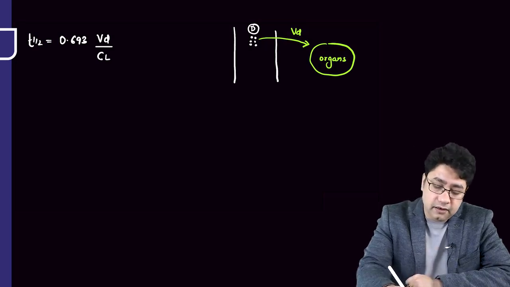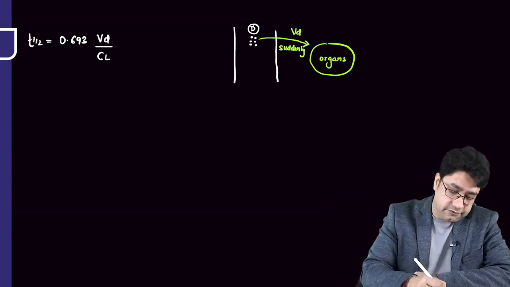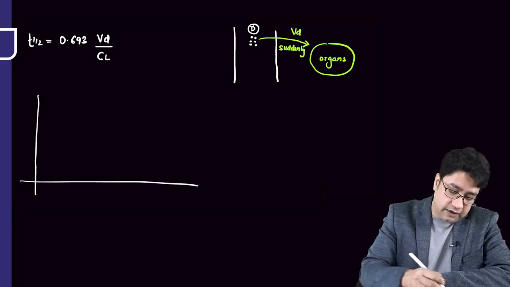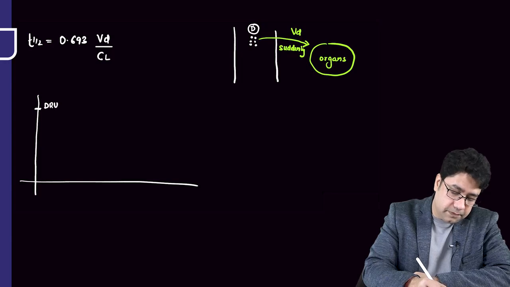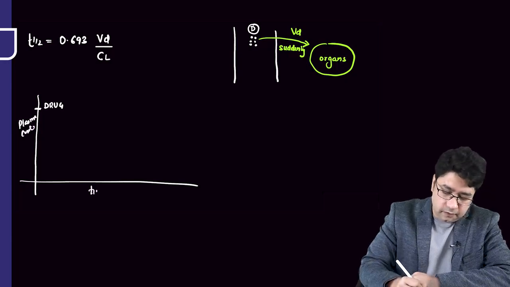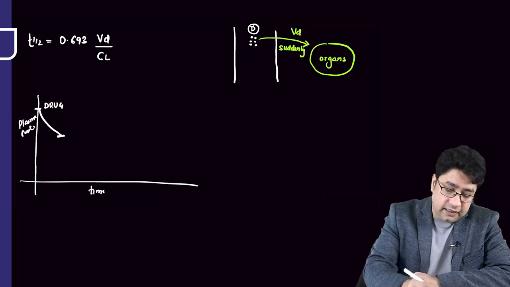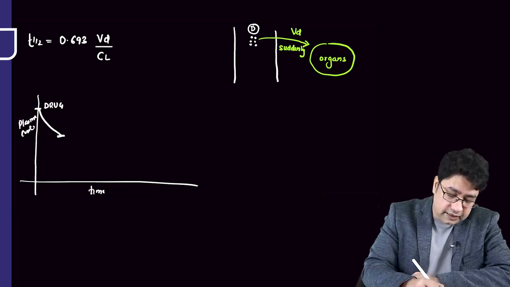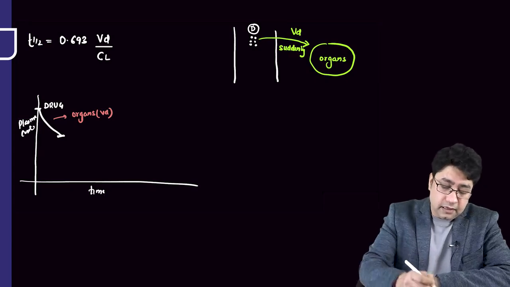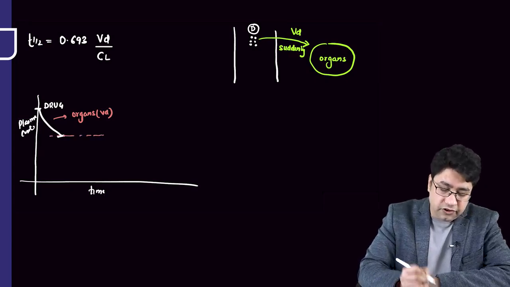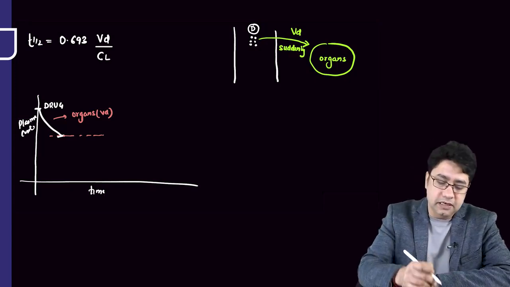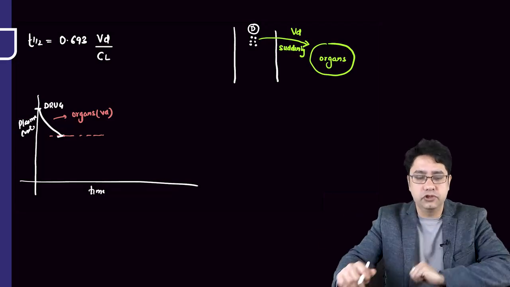So when we give a drug, the drug suddenly enters into the organ. So let's make a graph. I have given a drug which is present in plasma, concentration and time. The drug suddenly reduces in plasma. Why does the drug suddenly reduce in the plasma? Because the drug is entering into the organs, Vd. Fine. Now, this first phase of reduction in plasma concentration is because of distribution of the drug.